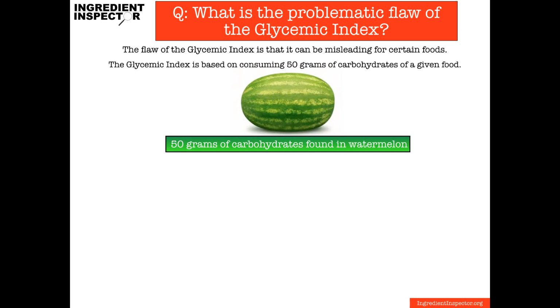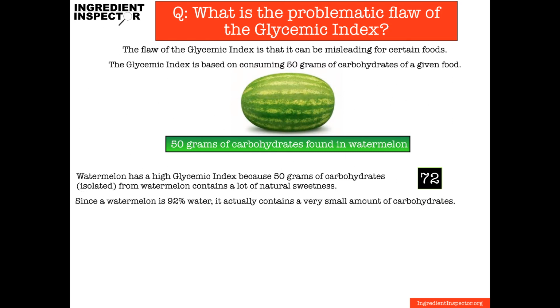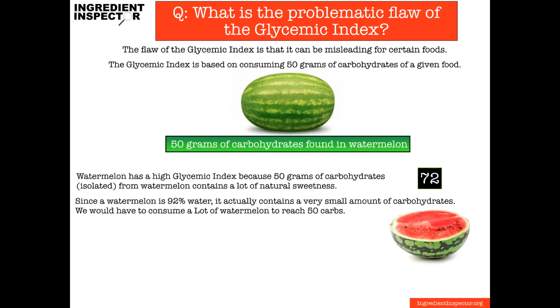So 50 grams of carbohydrates found in watermelon, that's what the glycemic index for watermelon is based on. Watermelon has a high glycemic index because 50 grams of carbohydrates isolated from watermelon contain a lot of natural sweetness, so it has a glycemic index of 72. But since a watermelon is 92% water, it actually contains a very small amount of carbohydrates. We would have to consume a lot of watermelon to reach 50 carbs, which is not what we do. This is not realistic in terms of its evaluation.